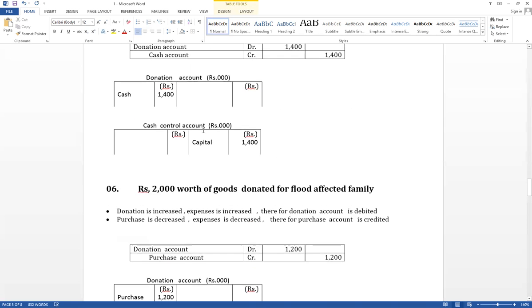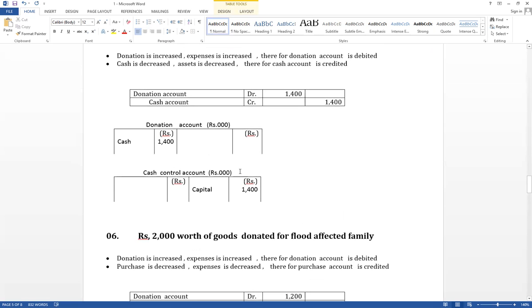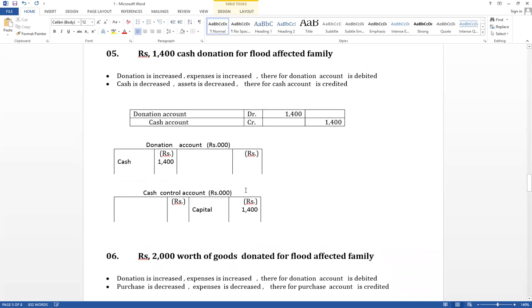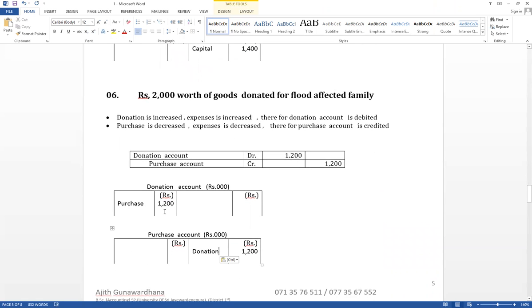Think about cash donation: donation account debit, cash account credit. But stock donation: donation account debit, purchase account credit. Donation is an expense. A stock donation affects purchases, while a cash donation affects cash.